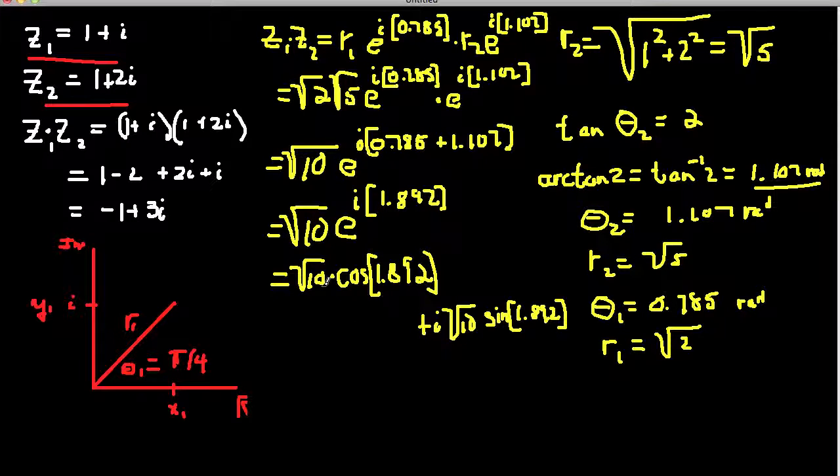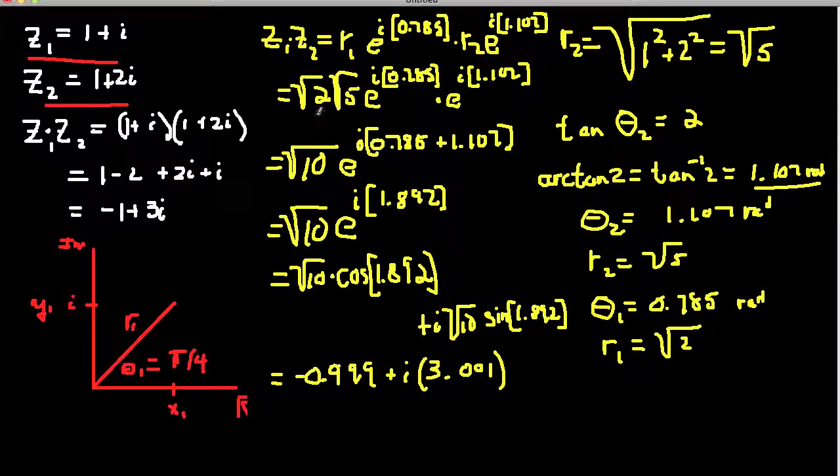Okay, so let me again look into my calculator. Square root of 10 times cosine of 1.892 comes out to be negative 0.999, and plus I times square root of 10 sine of 1.892 on my calculator comes out to be 3.001.